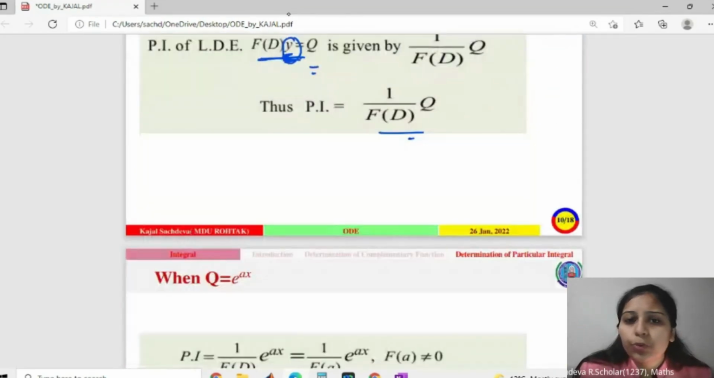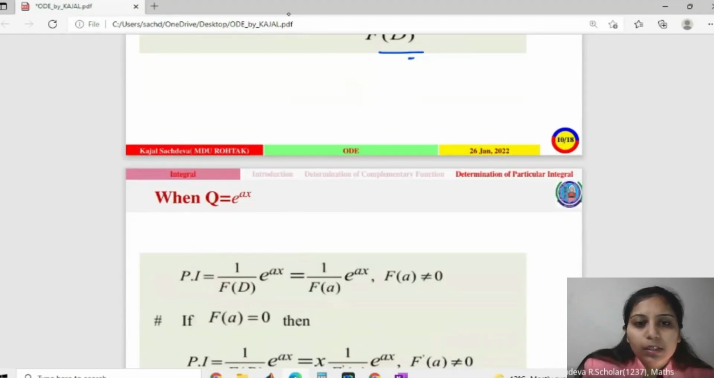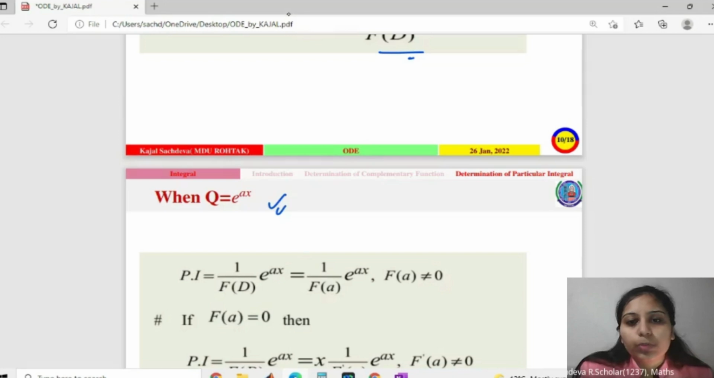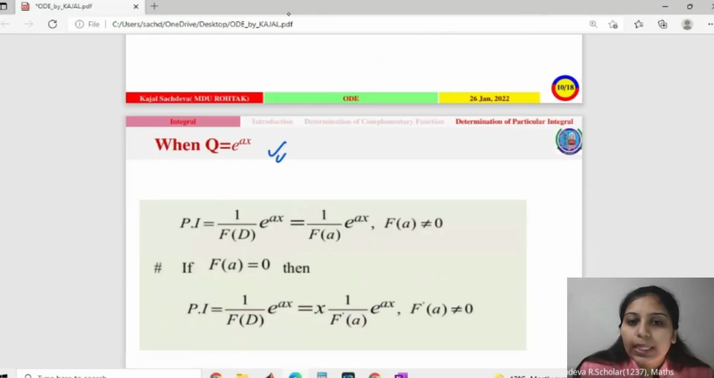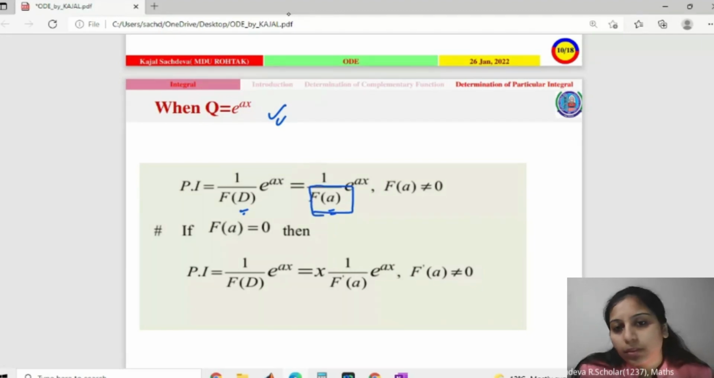So based on Q, we have different criteria to find PI. When Q is equal to e raised to power ax, it means the right hand side part of the given equation is e raised to power ax. So in this case, we just replace D by a, nothing else. But when we are replacing by a, the denominator should not be 0. If it becomes 0, then 1 upon 0 will be infinity and we cannot find the solution in this case.